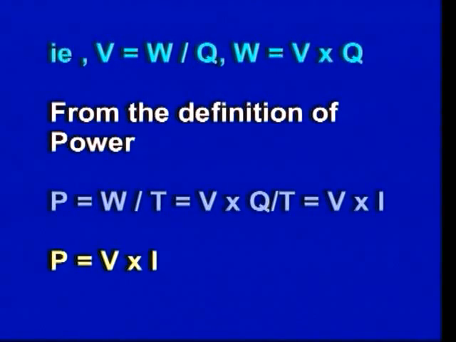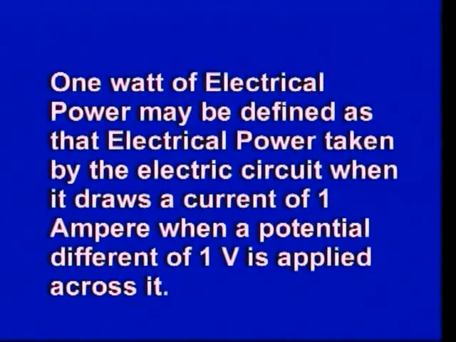Unit for electrical power is watt. Hence 1 watt of electrical power may be defined as that power taken by the electric circuit when it draws a current of 1 ampere when a potential difference of 1 volt is applied across it.